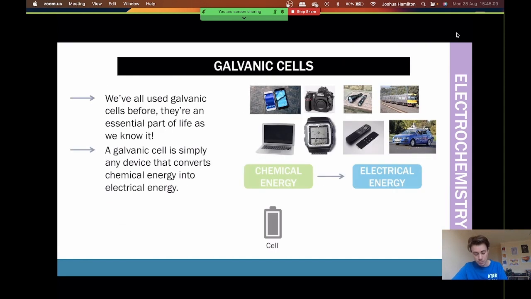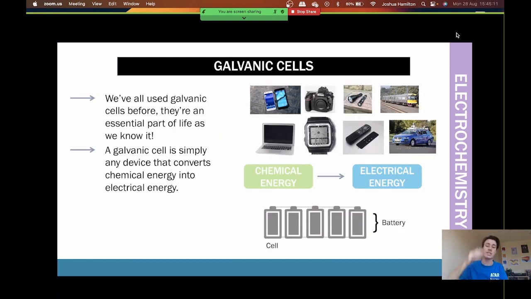So then moving forward, how do we apply this? Well, we apply this in galvanic cells. So galvanic cells are in everything. They convert chemical energy to electrical energy. Really important, secondary cells also have galvanic features to it, like electrolysis cells and all of that.